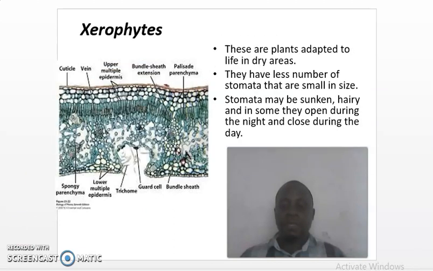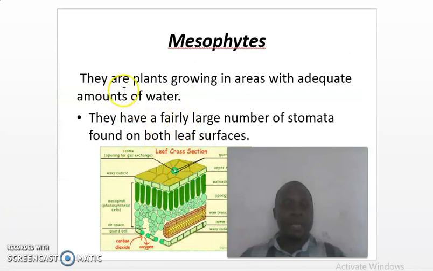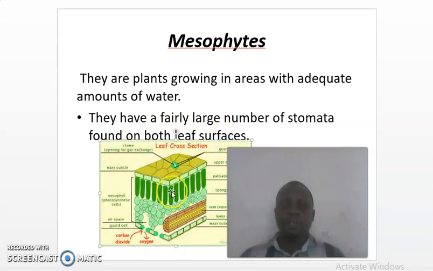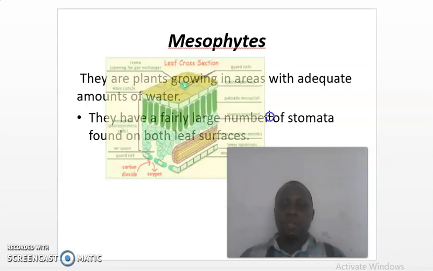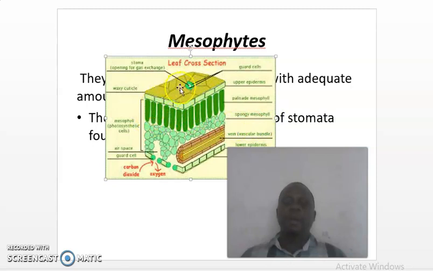The third category is mesophytes. Mesophytes are those plants growing in areas with an adequate amount of water, like the rainforest, like in our ecosystem here. So this one has a fairly large number of stomata which are found on both the leaf surfaces. What does that mean? The stomata are found both on the upper surface and the lower surface. So the moment you see a leaf that has stomata on the upper surface and stomata on the lower surface, this means that this plant is a mesophyte.